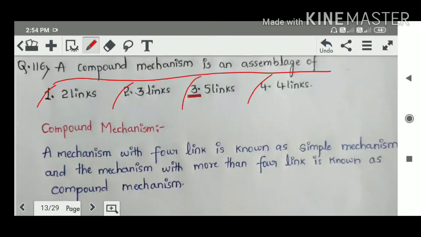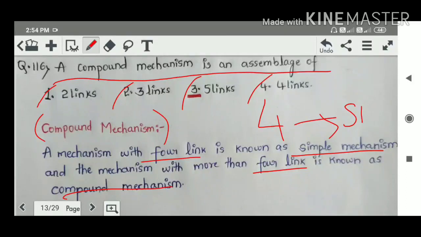Okay friends, as you can see here, this is the definition of compound mechanism. A mechanism with 4 links is known as a simple mechanism, and a mechanism with more than 4 links is known as a compound mechanism. Okay friends, 4 links means it is a simple mechanism, more than 4 links means it is a compound mechanism. So the right option for this question is option number 3, 5 link.